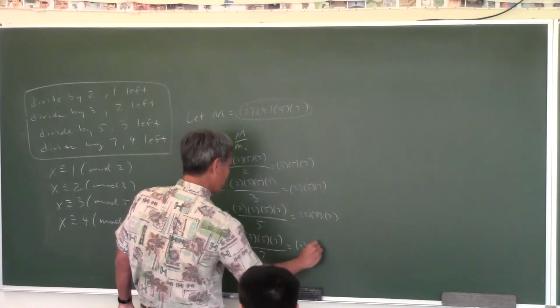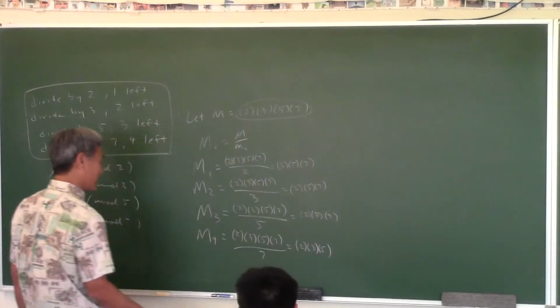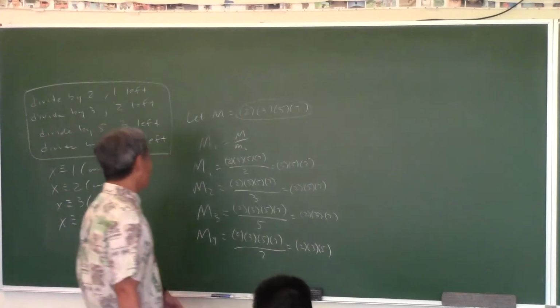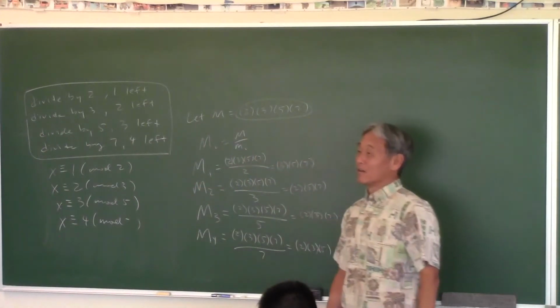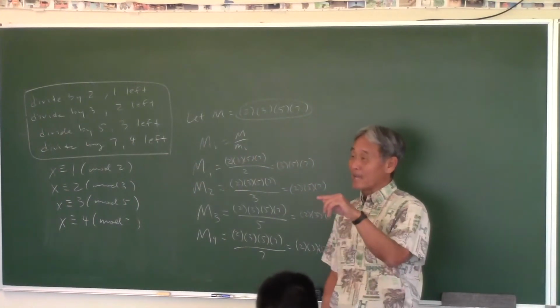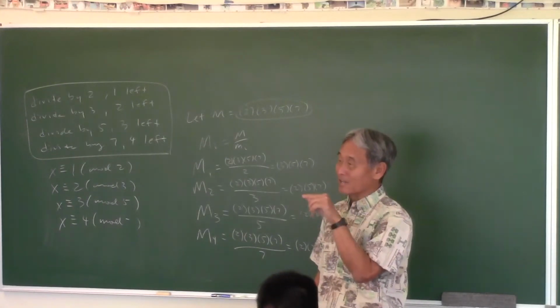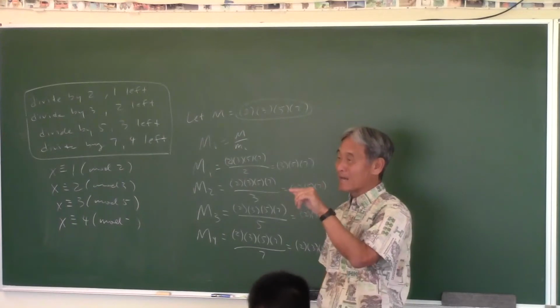2 times 30 times 5. Okay, so Tran can do arithmetic. Okay, so we got our capital M's over there. Now, for each i, find x sub i such that capital M_i x_i is congruent to 1 mod m_i.